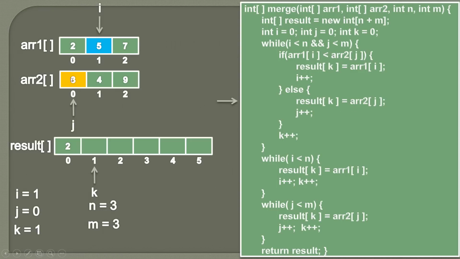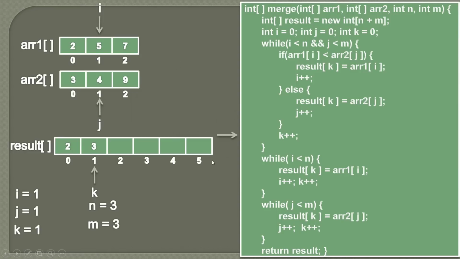So in the else part, as 3 is less than 5, we'll simply put the value 3 into the result array. Here we are assigning the value stored at the jth index for array 2 into the result array at the kth index. So 3 will come here. Now as we have used the value 3, we'll increment j by 1. So j becomes 1. And we are not touching i because we still need to get this value 5 and store it somewhere in the result array. So i will simply point to the same index.